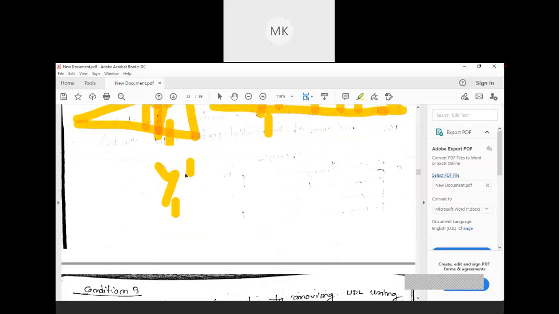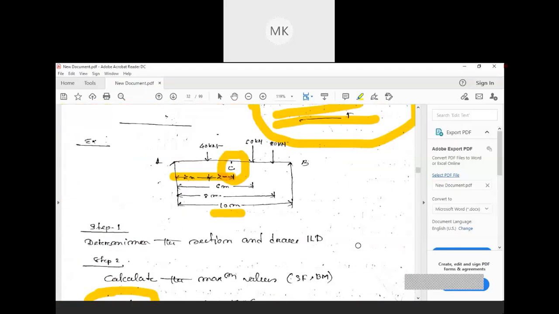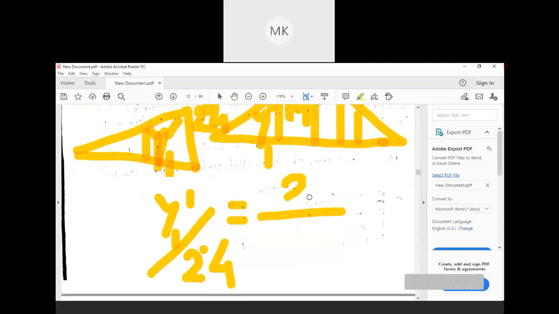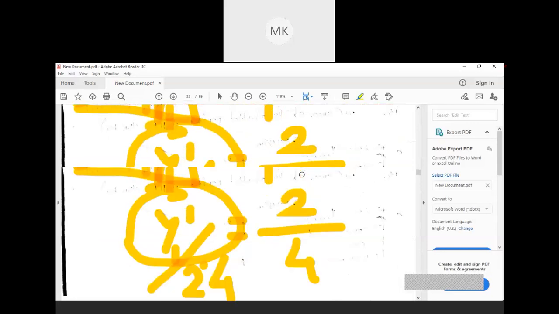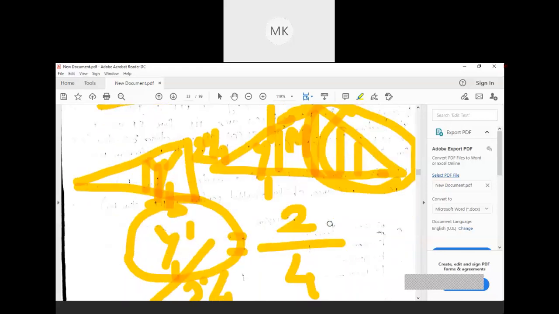So simply, y1 dash by 2.4 is equal to the distance. Okay, what is the distance up to y1 dash? This distance here is 2 meter and up to C it is 4 meter. So simply do 2 by 4. From here you can easily find out this y1. Similarly, you try to do y2 dash and y3 dash from the right side. Okay, by considering this triangle, you can easily find out this.